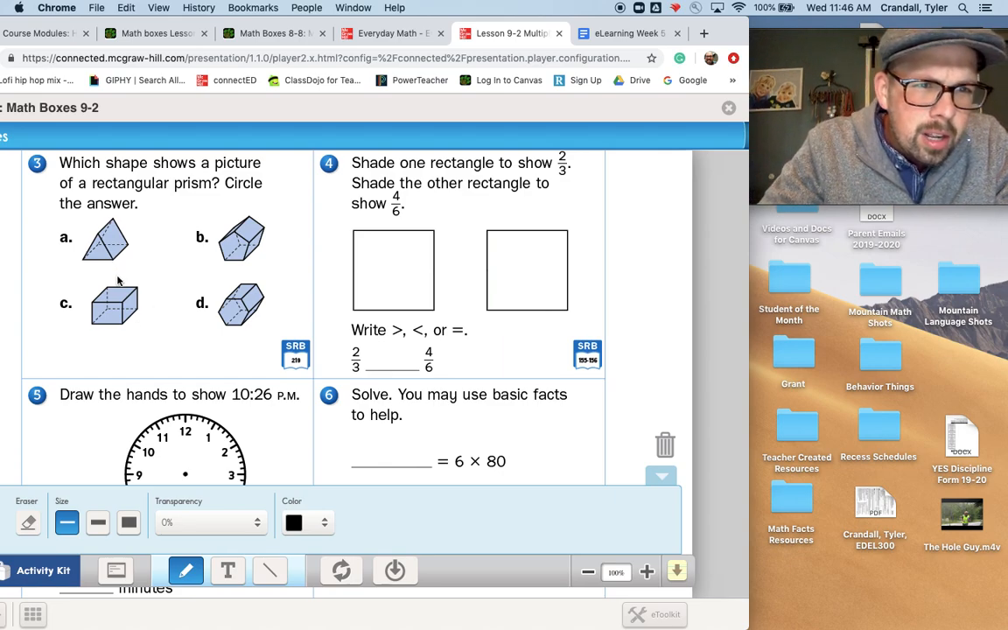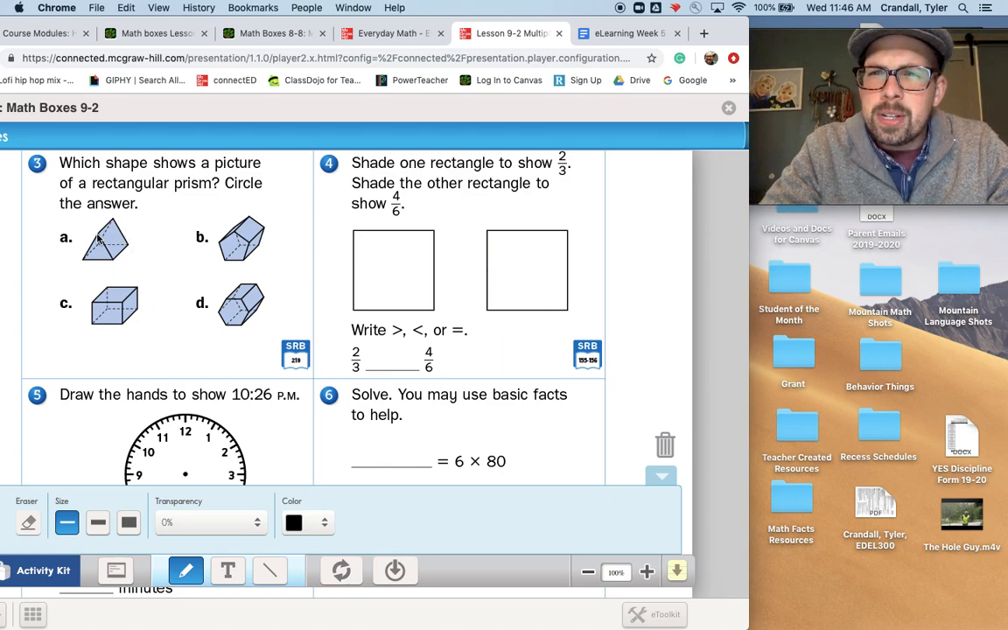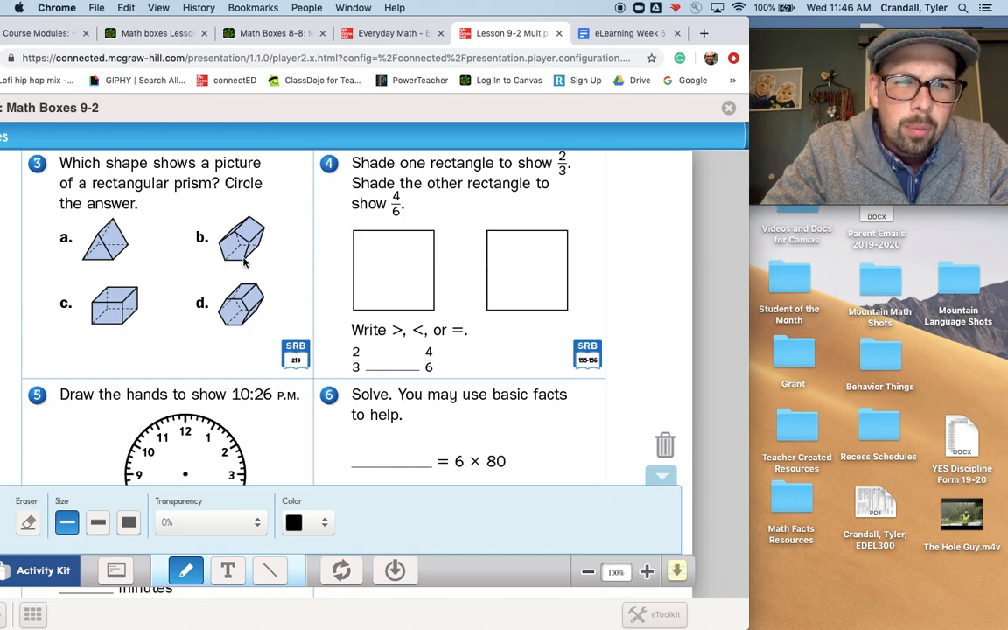And here, this one, A would be a triangular prism because it's got a base that's a triangle. And then some different faces that look like rectangles. This one would be a pentagonal prism because it's got a pentagon. This one would be a 1, 2, 3, 4, 5, 6 hexagonal prism. And so this one would be a 1, 2, 3, 4 four-sided shape. And so that would be a rectangular prism.